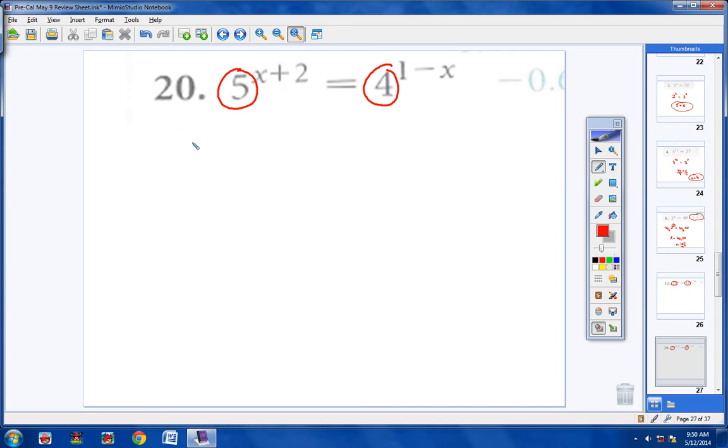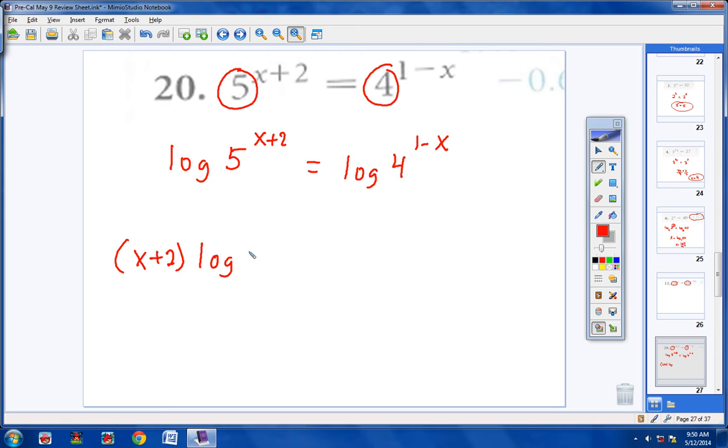So here we go. Common log of both sides. So I'm going to take the common log of 5 to the x plus 2 power equals the common log of 4 to the 1 minus x power. Now the next thing I'm going to do is take my x plus 2 and put it out front. But when I put my x plus 2 out front, you better put parentheses around it, guys, because you're taking the whole expression times the logarithm. Same thing with 1 minus x.